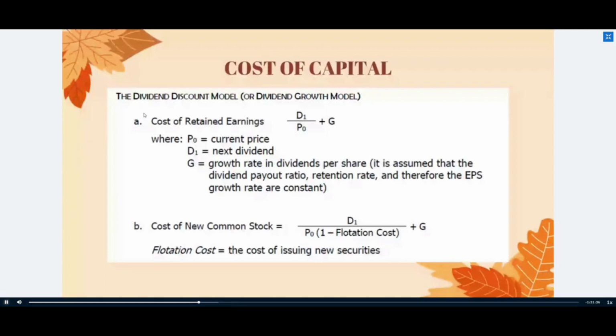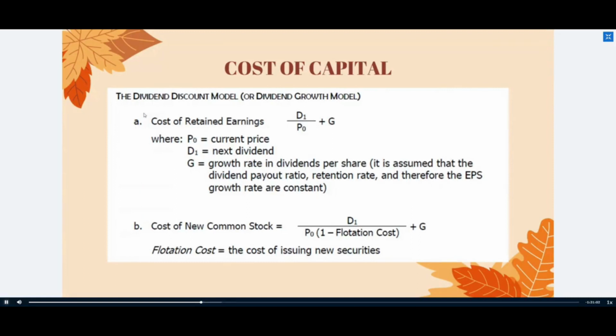So again, I encourage you to watch that recording. It's a lengthy discussion, but it will give you the flavor of time value of money. Well, in fact, time value of money is part of the whole discussion on capital budgeting. So sabi natin, P sub 0, this is the current price or price now. D sub 1 is next dividend, meaning it's the dividend next year.